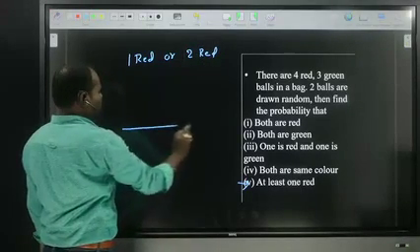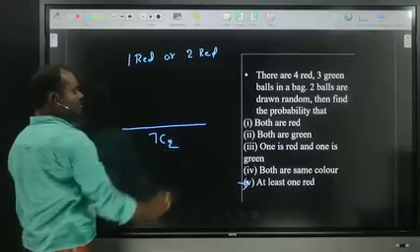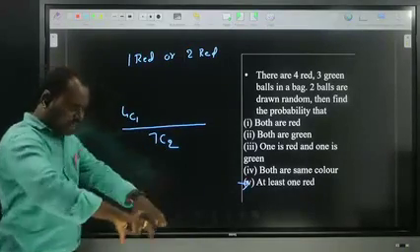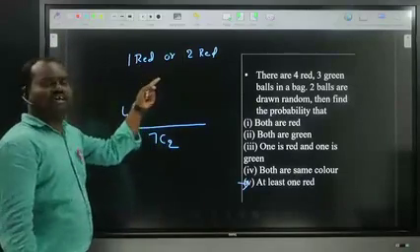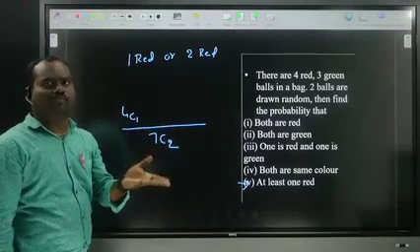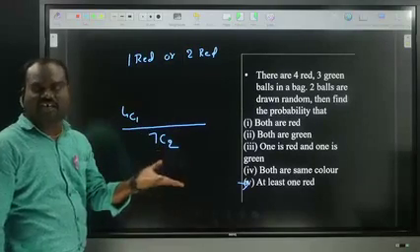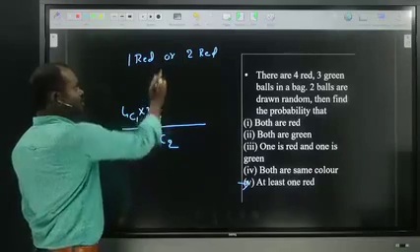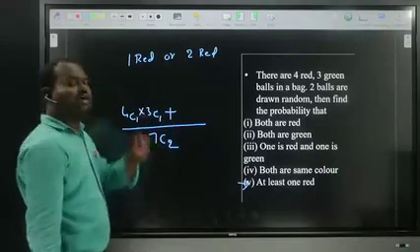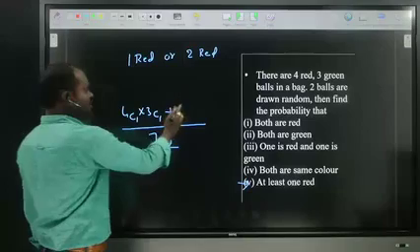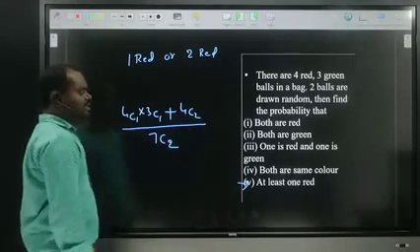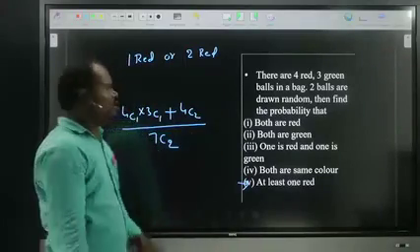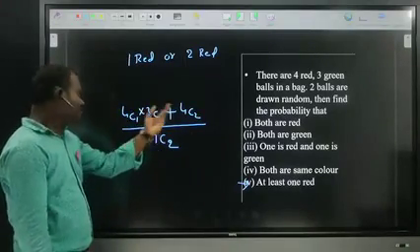Now first one, denominator from 7 taking 2. One red means 4C1. We are drawing two balls. If one is red, one more should be another color. That means one more should be definitely green. So into 3C1. Or means plus 2 red, 2 red means 4C2. Okay? At least one red means one red or two reds. If one is red, one more should be another color. If both are red, no problem.